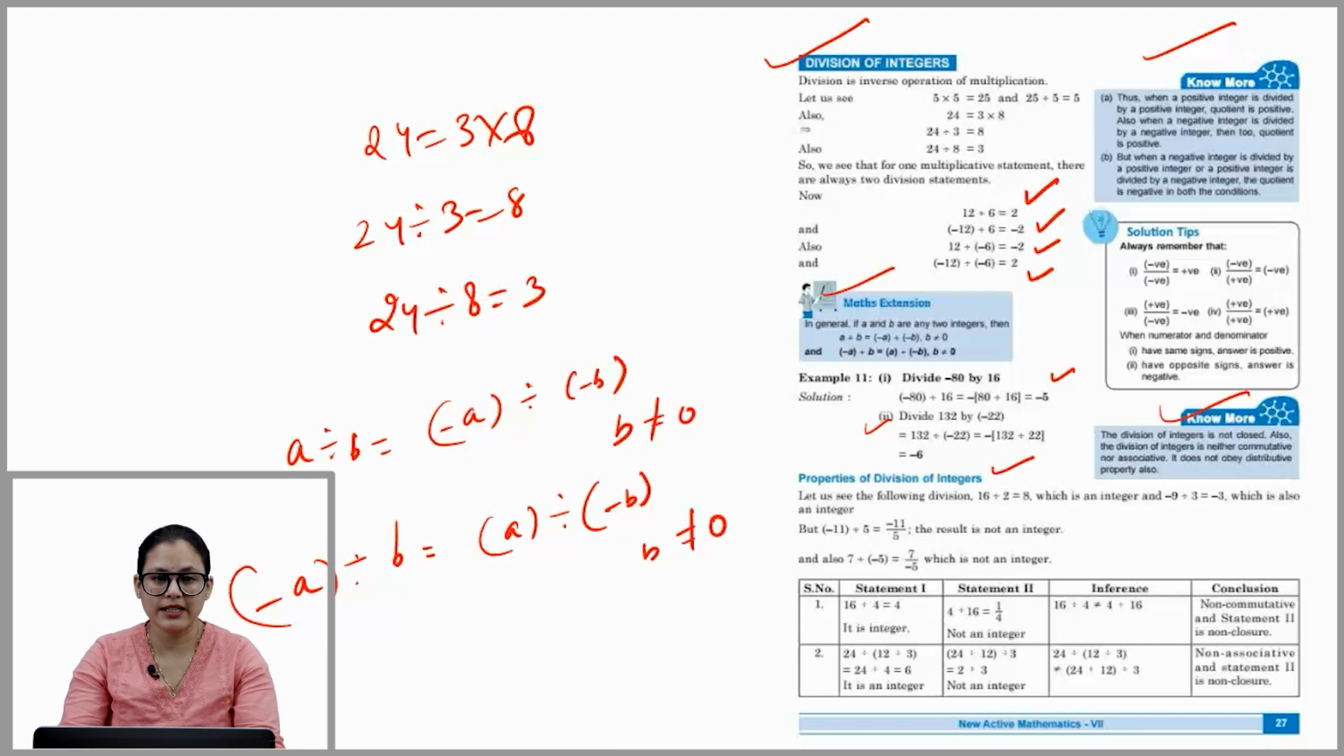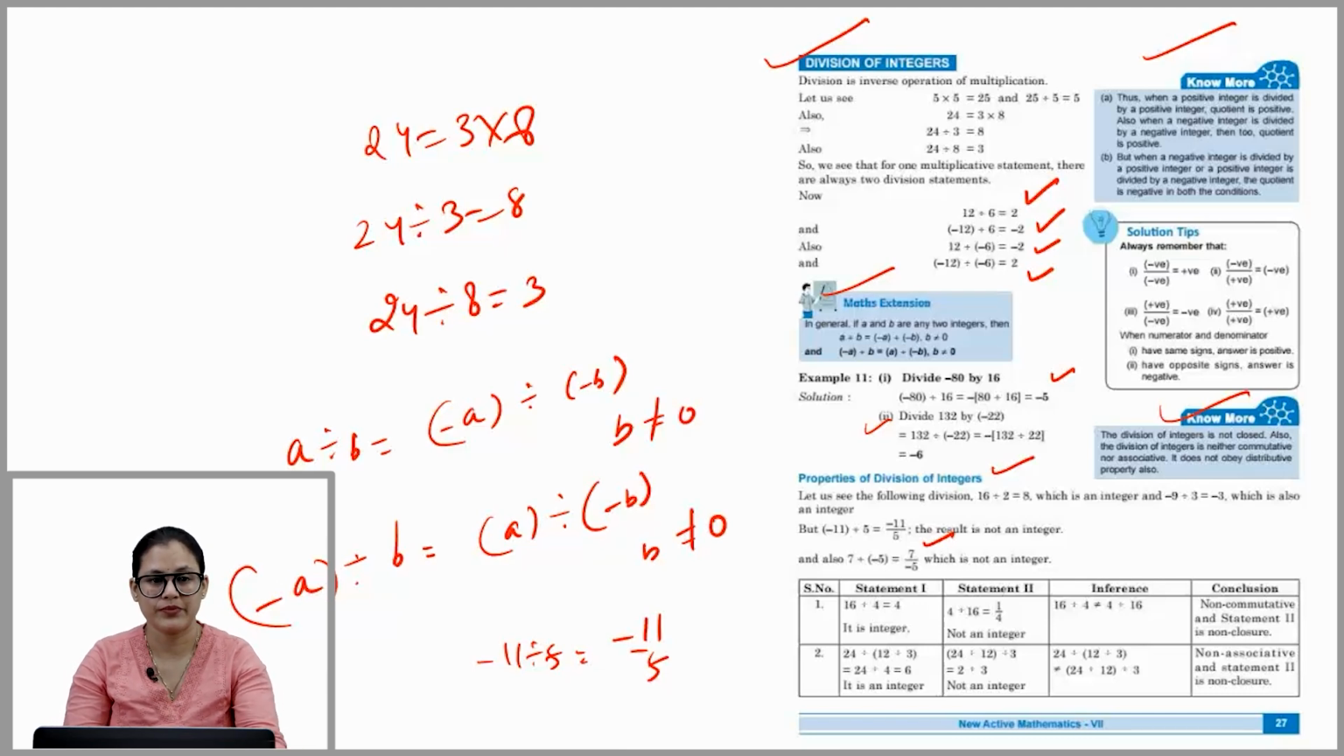Let us see the following divisions. 16 divided by 2 is equal to 8, which is an integer, and minus 9 divided by 3 is equal to minus 3, which is also an integer. But minus 11 divided by 5 is equal to minus 11 by 5. The result is not an integer. Also, 7 divided by minus 5, what will we get? It is also not an integer.